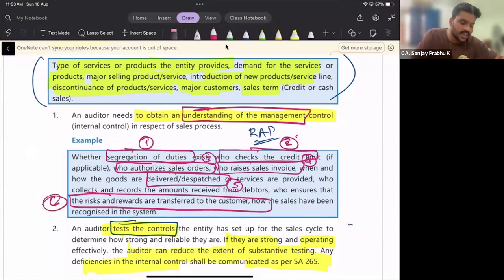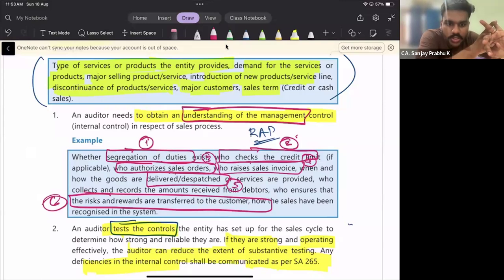6 controls are given in our textbook. First one, segregation of duty. Everything should not be done by one person. It should be delegated to 2 or 3 persons. Second one, whether there is a procedure to check the credit worthiness of the person to whom we are selling the goods on credit. Who authorizes the sales order?